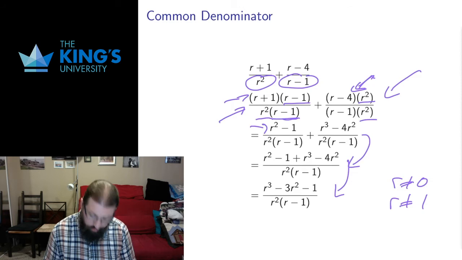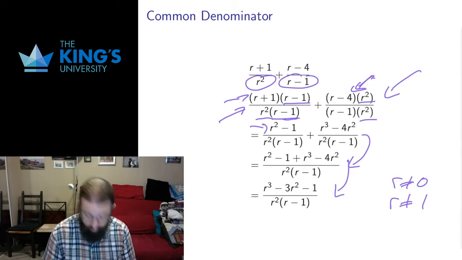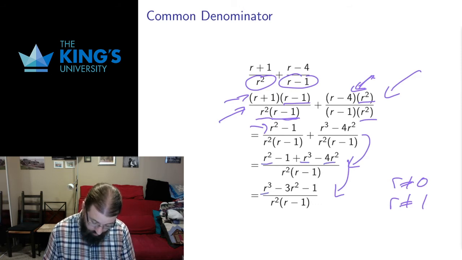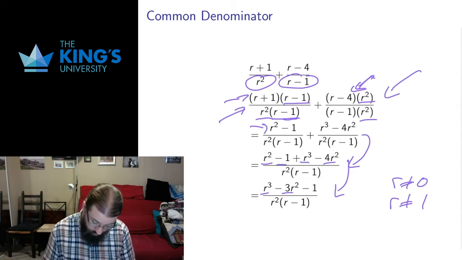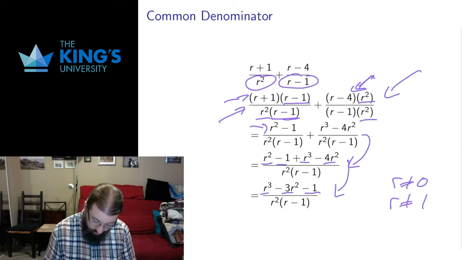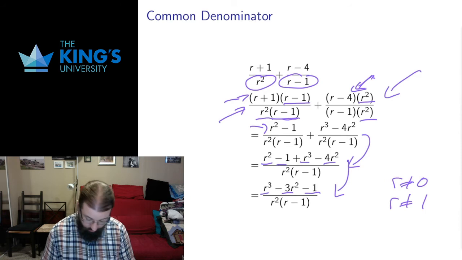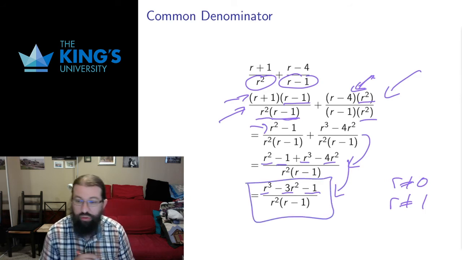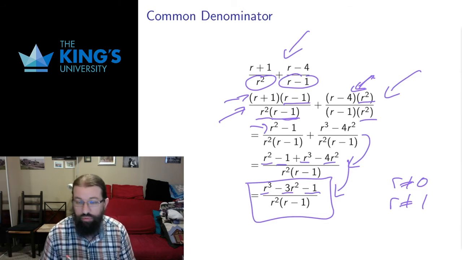So typically we put polynomials in descending order of exponents. So I'm going to write this r cubed first. I have an r squared, I have a negative 4r squared, that gives me a negative 3r squared if I put them together, and the negative 1 shows up there. So I'll simplify a little bit if I can. I could see if there's a factor that I could cancel off there. I don't see one, obviously. So this is a reasonable expression using a common denominator for the addition of these two fractions involving variables.